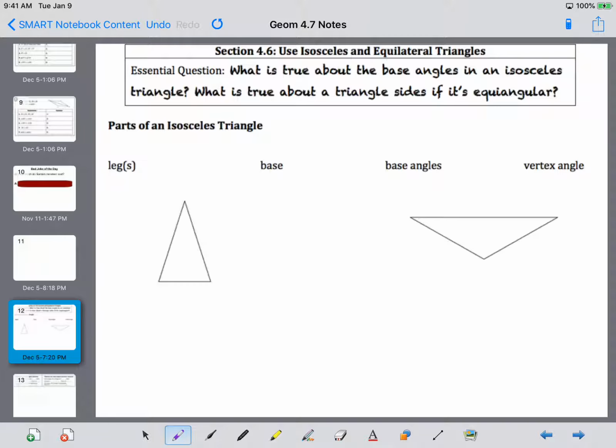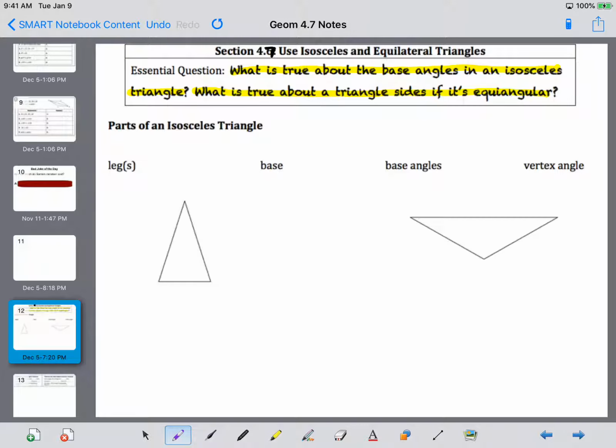In this video, we are going to talk about, and this should actually say section 4.7. We're going to talk about using isosceles and equilateral triangles. So it's actually split into two parts. The first we're going to say what is true about the base angles in an isosceles triangle, and then what's true about a triangle's sides if it's equiangular.